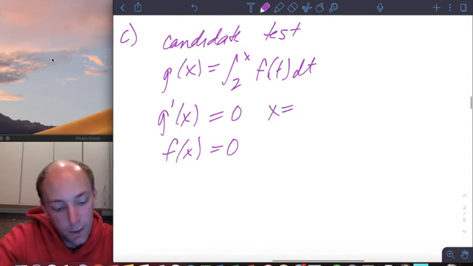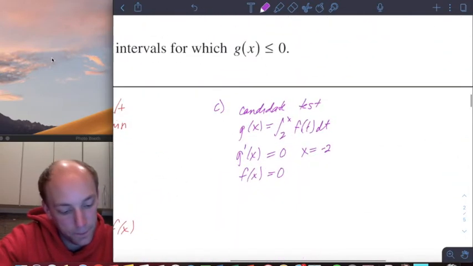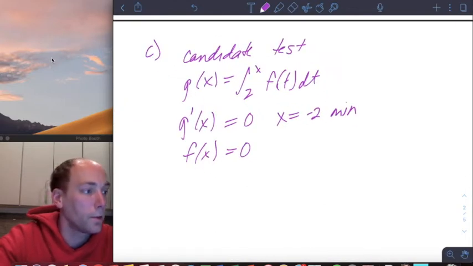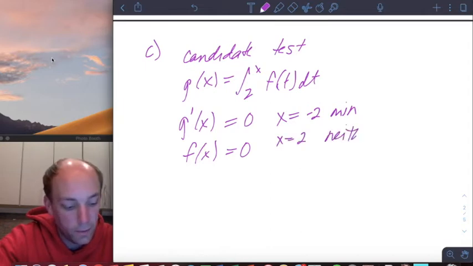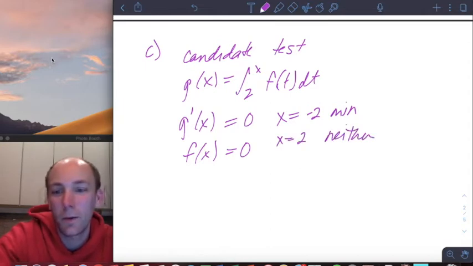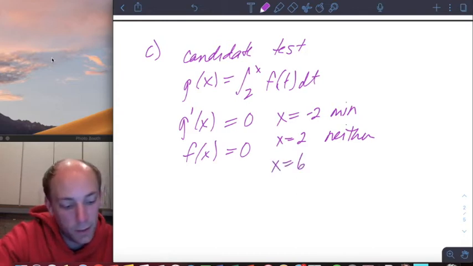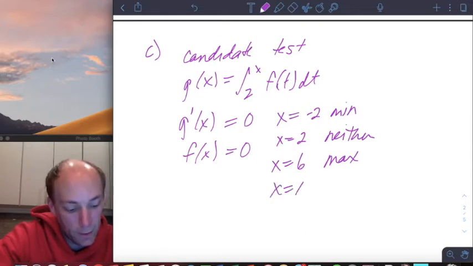So x equals -2 is potentially a minimum. What else did we say? We said that x equals 2, even though it equaled 0, was neither. It's not going to be a minimum or a maximum because it just doesn't change signs. X equals 6, we said, could be a potential maximum. And x equals 10 was neither.